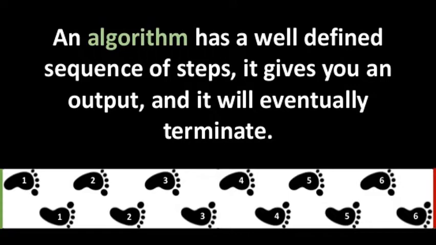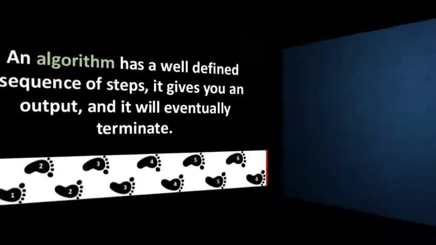Here I'm going to tell you again the definition of algorithm, because our chapter has only the definition of algorithm and the practice of a few examples. So another definition is in front of you, and that is: an algorithm has a well-defined sequence of steps. It is a well-defined sequence. It gives you an output and it will eventually terminate.